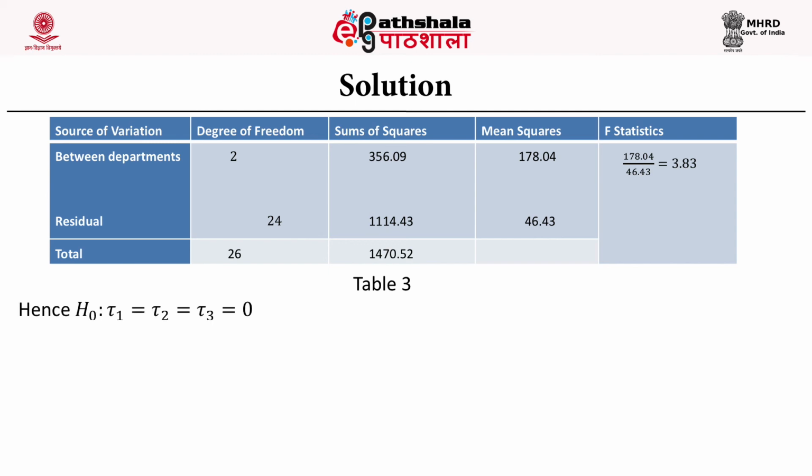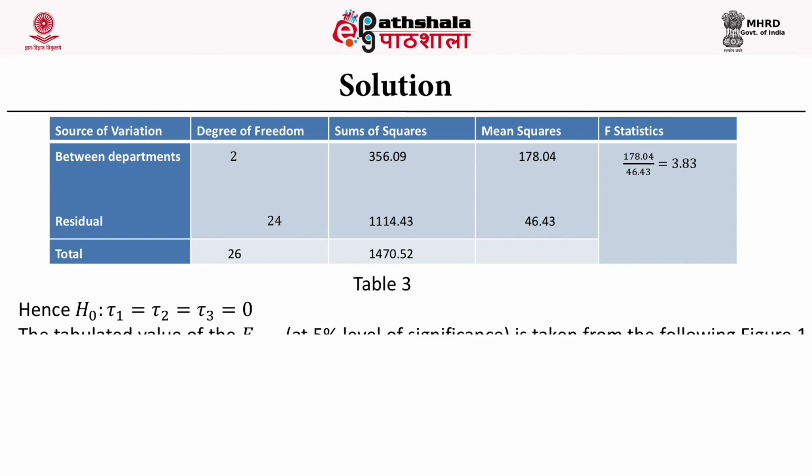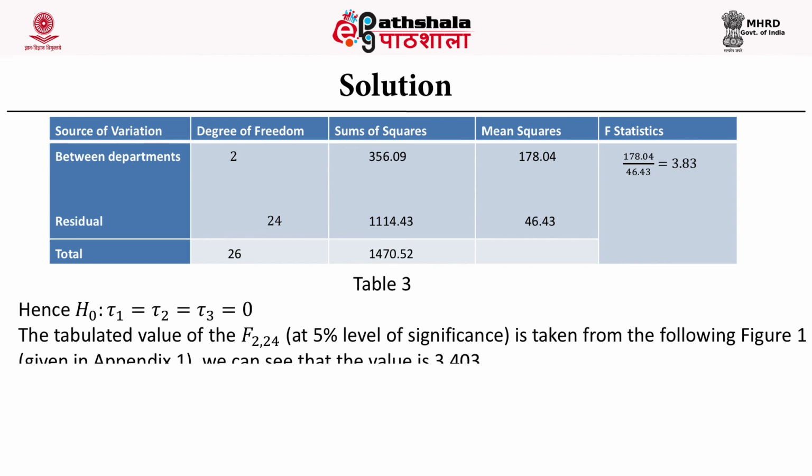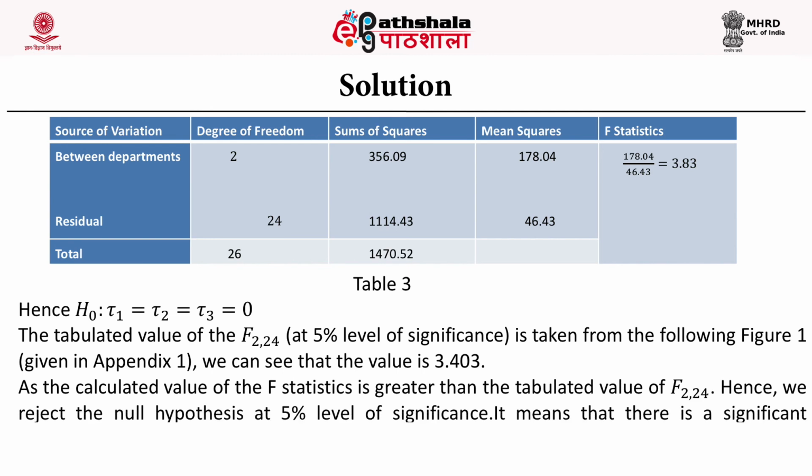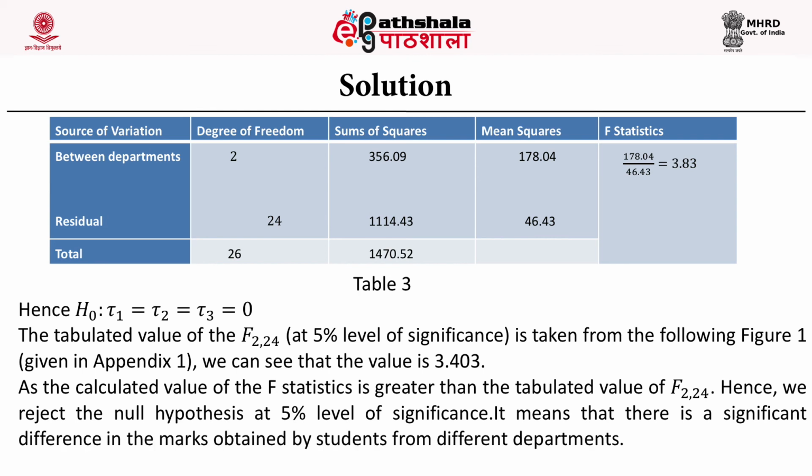The tabulated value of the F statistic with degrees of freedom 2 and 24 at the 5% level of significance is taken from the following table, figure 1, that is given in appendix 1. So we can see that the value comes out to be 3.403. As the calculated value of the F statistic is greater than the tabulated value, that is F with degrees of freedom 2 and 24, hence we reject the null hypothesis at the 5% level of significance. It means that there is a significant difference in the marks obtained by students from different departments.